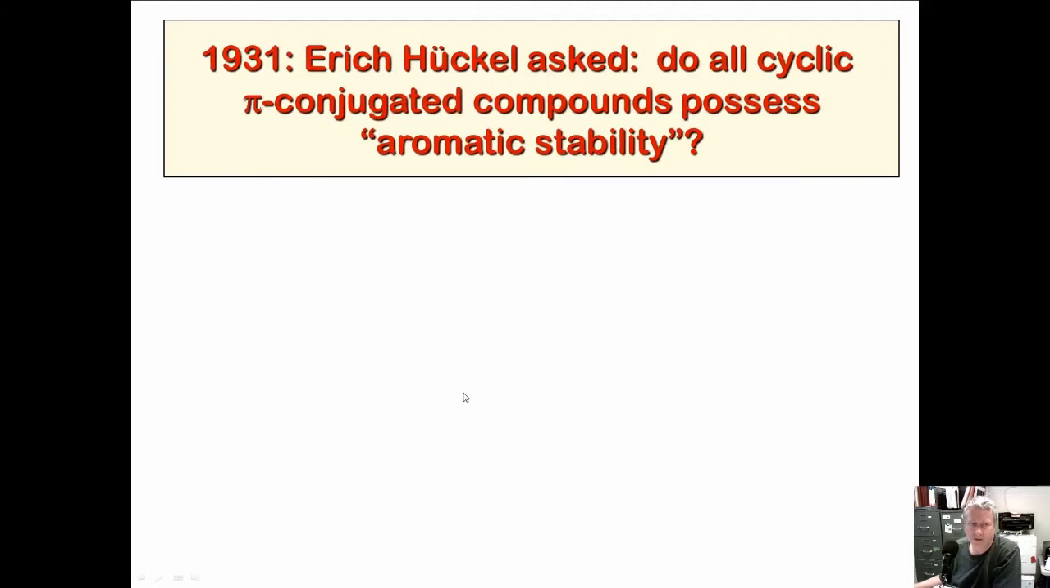Okay, we know that. So in 1931, Erich Huckel asked, do all cyclic pi conjugated compounds possess aromatic stability, which is like the stability that benzene has? And you might say, yeah, that makes sense, right? Just to have a cyclic molecule with a bunch of single and double bonds, and they're all going to be equally stable, right? But it's not the case, and it depends on how many electrons we have in the ring, okay?